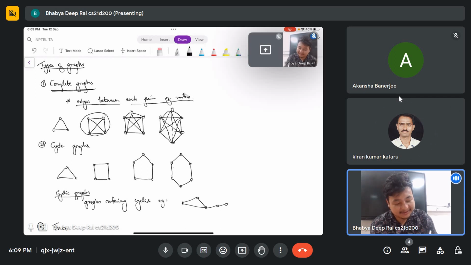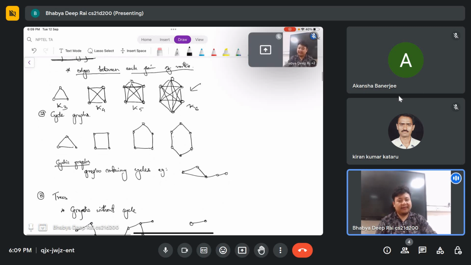So these have names actually, in the graph theory community. Not C3, C4, C5, and C6, that is for cycles. This is called K: K3, K4, K5, K6. This is a complete graph on 6 vertices.